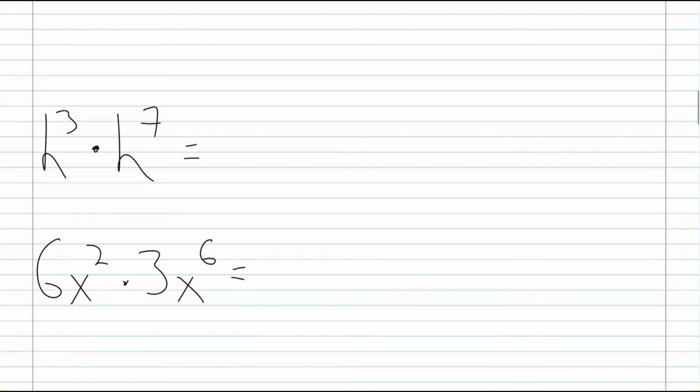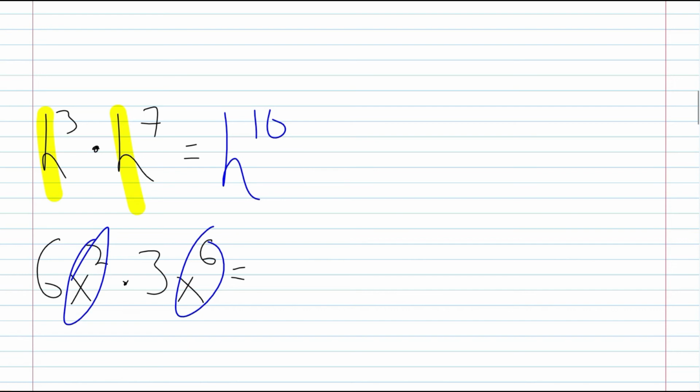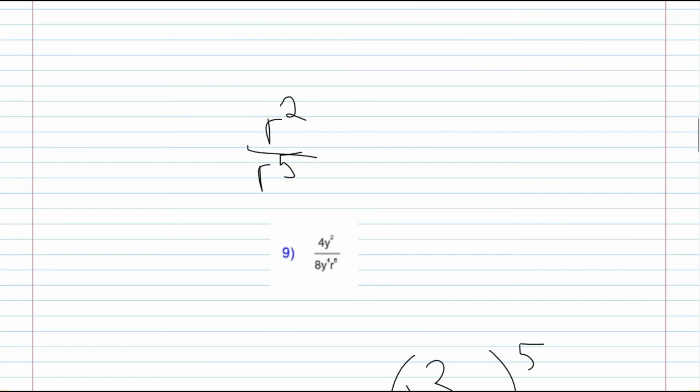These would both be considered the product rule. So I have 2 numbers that have the same bases, and our product rule says if you have the same base and you're multiplying, you're going to add the exponents together. So this is going to become h to the 10th. Let's take a look at the second one. The rule said if the bases are the same, we add the exponents together, but you can't forget about the coefficients. So 6 times 3 is still just plain old 18, but we're going to take the bases and add the exponents together.